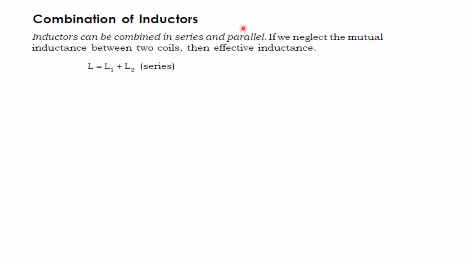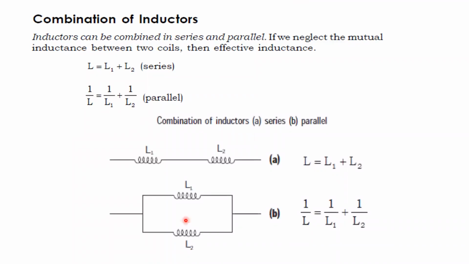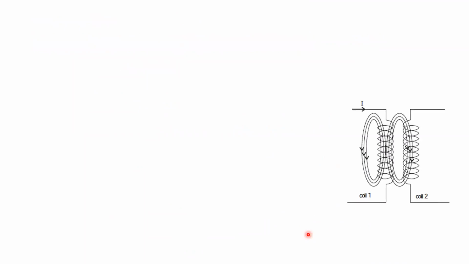And if you have many inductances in series, then if the mutual inductance is negligible, the effective inductance is L1 plus L2. If you have them in parallel, 1 by L is equal to 1 by L1 plus 1 by L2. So two inductances in series, L1 plus L2. Two in parallel, 1 by L is equal to 1 by L1 plus 1 by L2, if mutual inductance is negligible. We'll be seeing mutual inductance shortly.